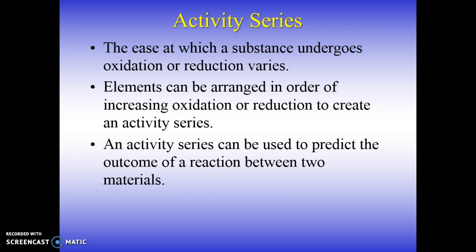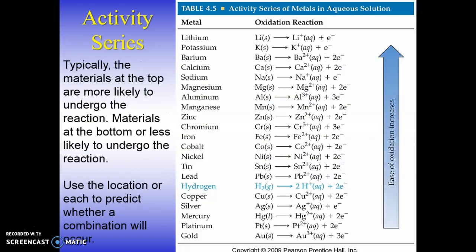And an activity series is actually going to be used to predict the outcome of a reaction between materials. So we'll get into activity series right now because here you've got an example. So typically the materials at the top are more likely to undergo that reaction. Okay, I was right the first time. So increasing activity at the top, decreasing activity on the bottom. So lithium really wants to get rid of that electron. It's at the top of the oxidation reduction, or the oxidation activity series. Gold, on the other hand, doesn't want to lose electrons.